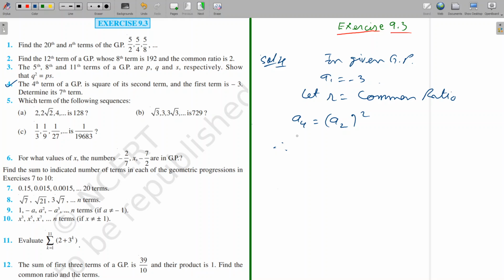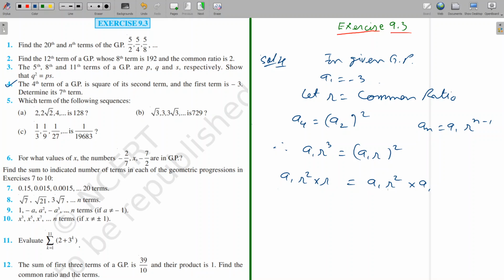Therefore let us use the formula of AN. What is AN? AN can be written as A1 into R raised to n minus 1. So that formula will apply. A1 here, value of n is 4, so we will get A1 R cube equal to, if we apply the same formula for A2, we will get A1 R, and over that we are having square, so this will become A1 R square into R equal to, this we can write as A1 R square into A1.